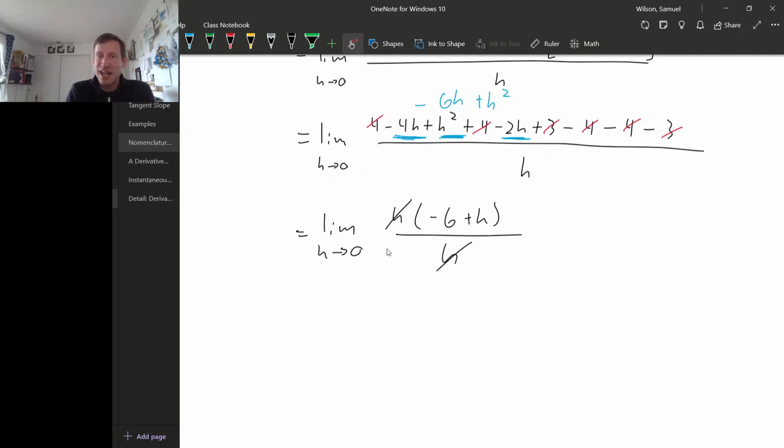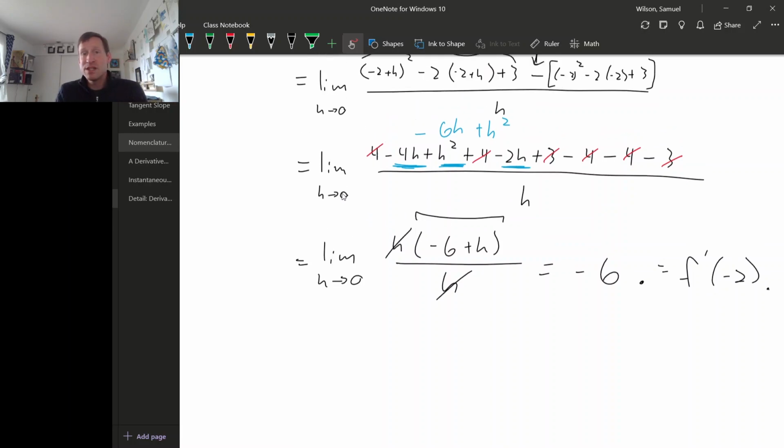Now we can cancel the h. The stuff that's remaining is a polynomial, which we know polynomials are continuous everywhere, so now we can just plug in 0. And we get minus 6. And we're done. So this was, again, f prime of minus 2.